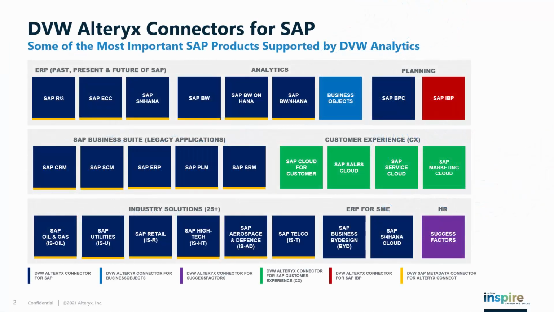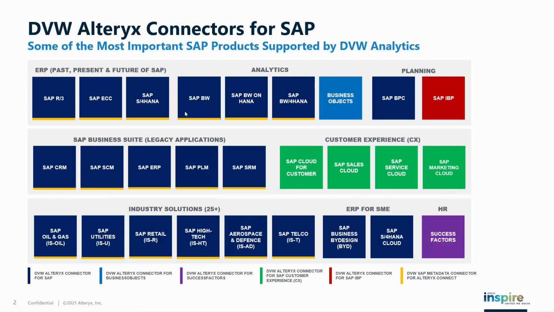Okay, so to kick things off, many of you will be aware that SAP have a pretty vast product catalog. So what we try to do here on this single slide is to highlight just some of the most important SAP products that are supported by DVW Analytics within the Alteryx platform. Key amongst these would be the core ERP products. Today, specifically, we'll be talking about SAP ECC and SAP S/4HANA.